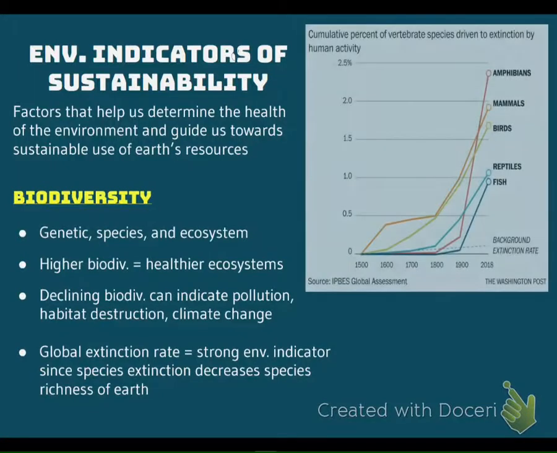the Earth. So if we look, since 1500, there's been a rapid increase in the number of species that are going extinct. Amphibians are way up there, followed by mammals, birds, reptiles, and fish. Background at the bottom is what it should be. It's just natural, but we're causing it.